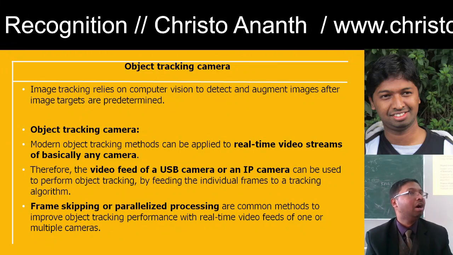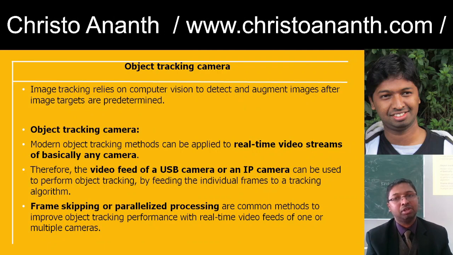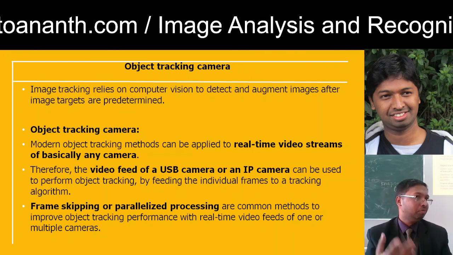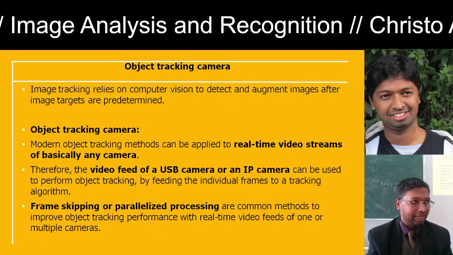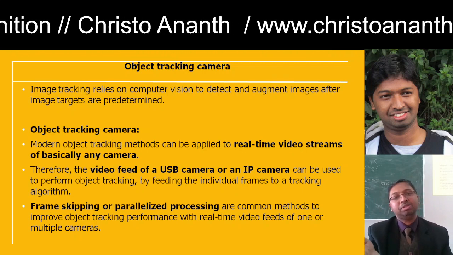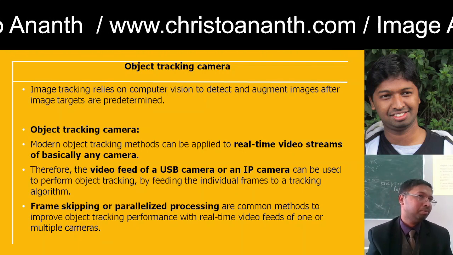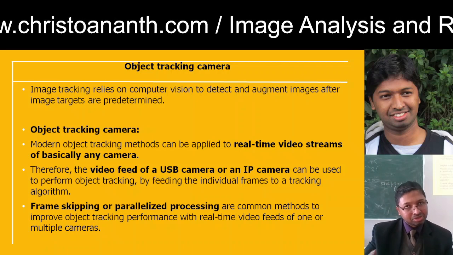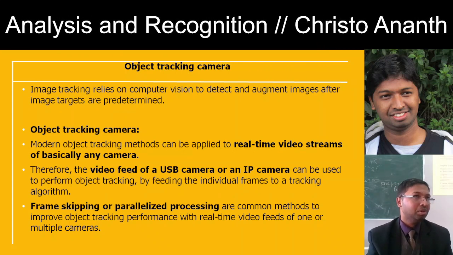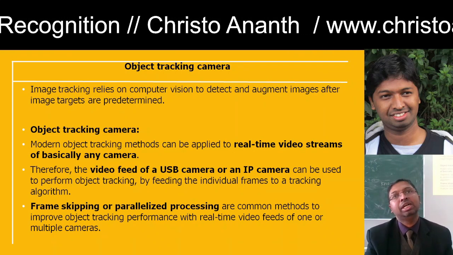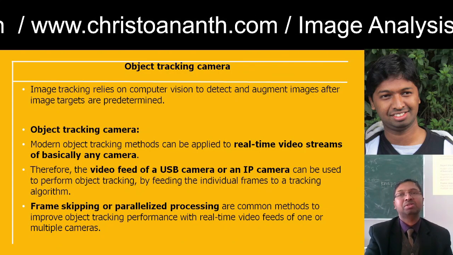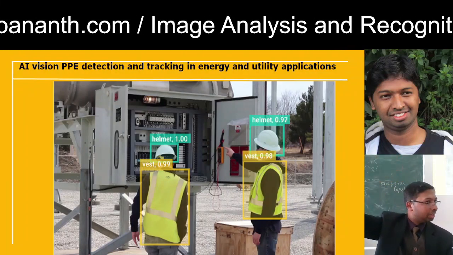Then we have object tracking with a camera, which you can use for real-time video streams of basically any type of camera. Here the video feed, or a USB camera, or an IP-based camera, you can use for object tracking. You can feed the individual frames to the tracking algorithm and perform the object tracking. You can also skip frames or perform parallelized processing to enhance the object tracking performance, especially with real-time video feeds of one or multiple cameras, such as CCTV cameras.